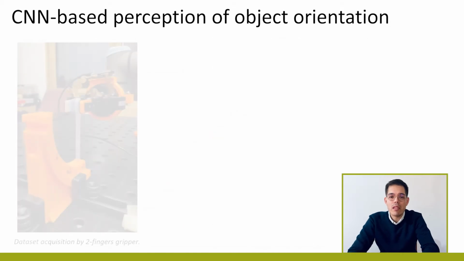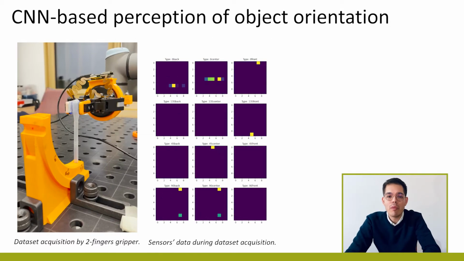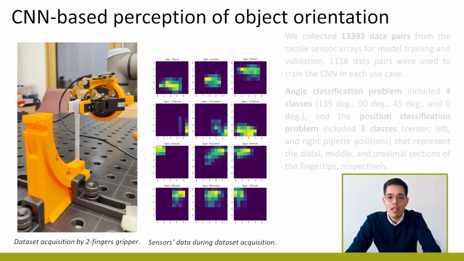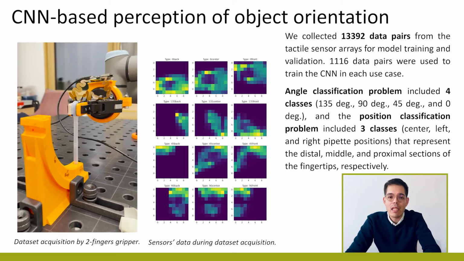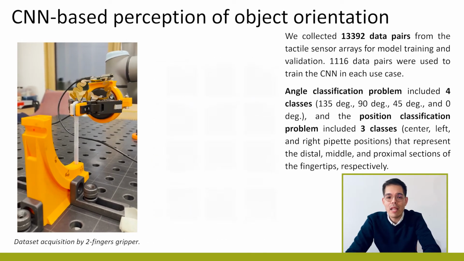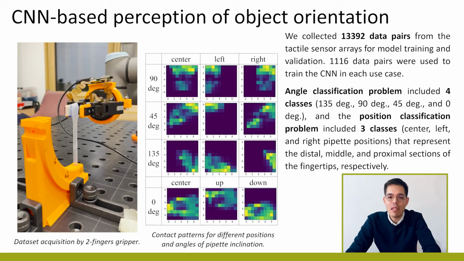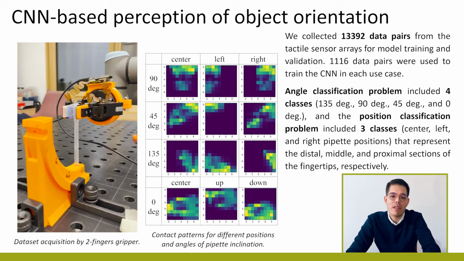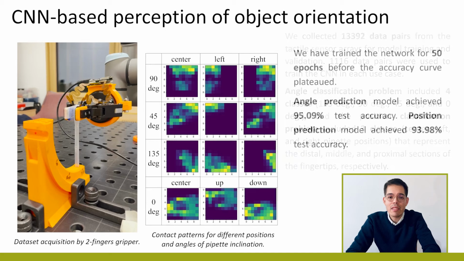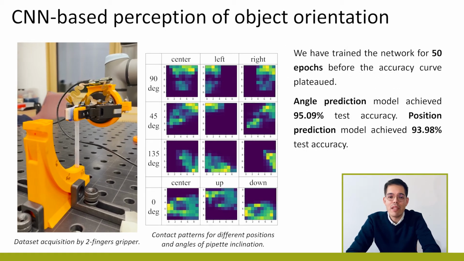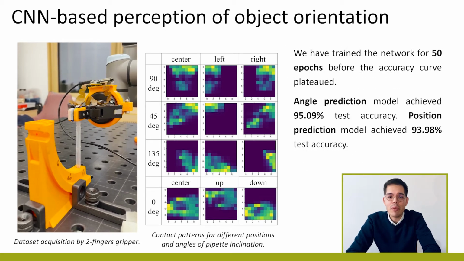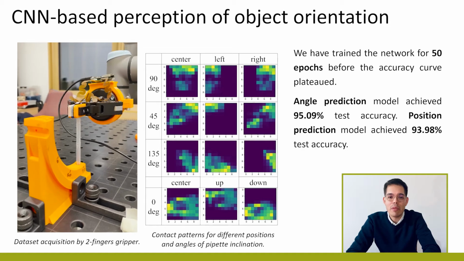To acquire the dataset, we used a pipette holder to set up 12 use cases. The angle classification problem includes 4 classes, and the position classification problem has 3 classes, representing the distal, middle, and proximal sections of the gripper fingertips. In the test accuracy, the angle perception model achieves 95%, and the position prediction model 93.98%.